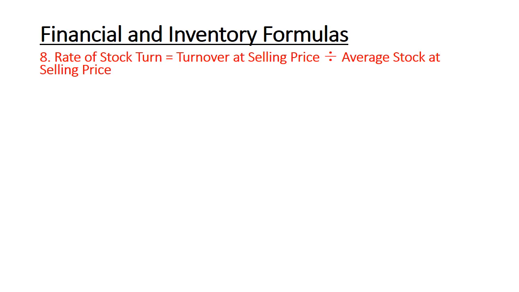There is also the final formula for rate of stock turn. Okay, so this one is based on turnover at selling price and average stock at selling price. The only difference between this and the previous one, that is formula number 7, is that this one is centered on selling price, while the previous one is buying price. Buying price is the price you bought that stock. Selling price is the price you sold that stock.